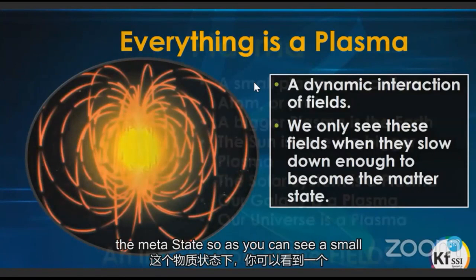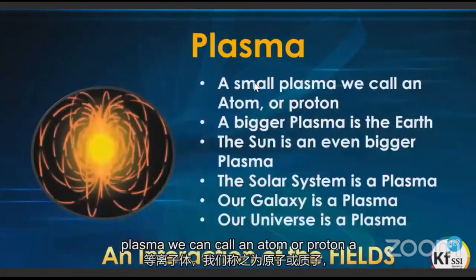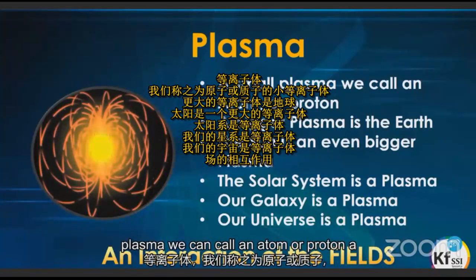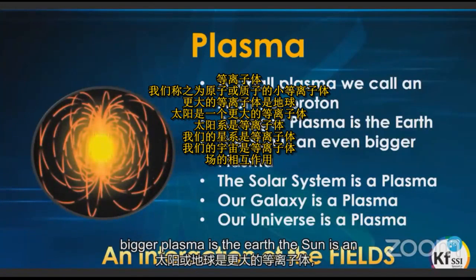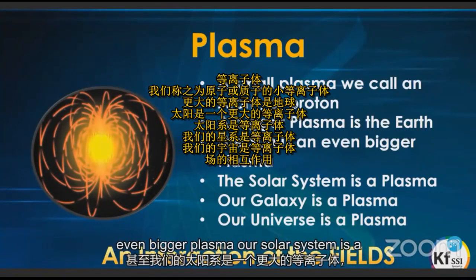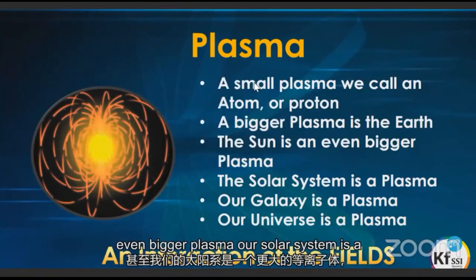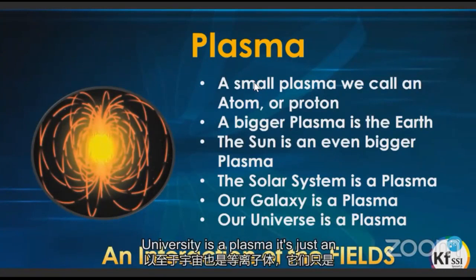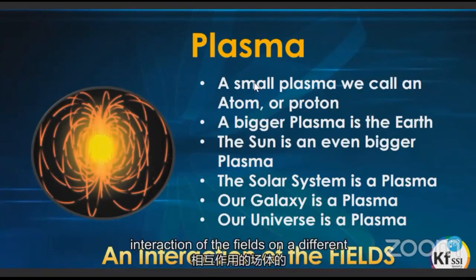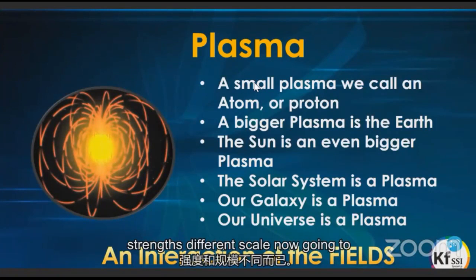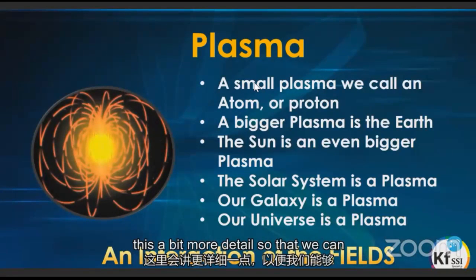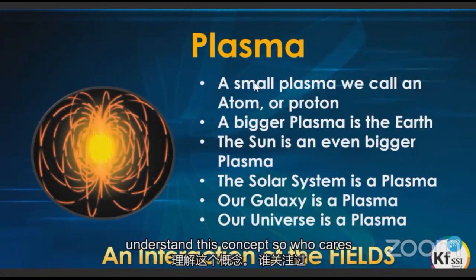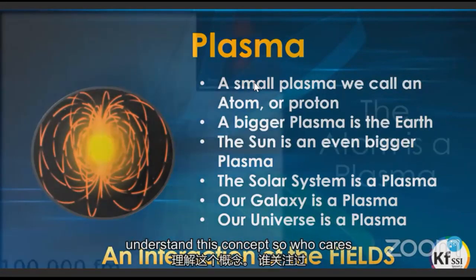So as you can see, a small plasma we can call an atom or a proton. A bigger plasma is the Earth. The Sun is an even bigger plasma. Our solar system is a plasma. Our galaxy is a plasma. Our universe is a plasma. It's just an interaction of the fields on a different strength, a different scale. Now I'll go into this in a bit more detail so that we can understand this concept.